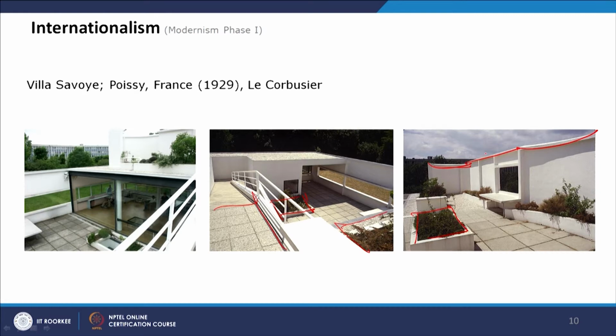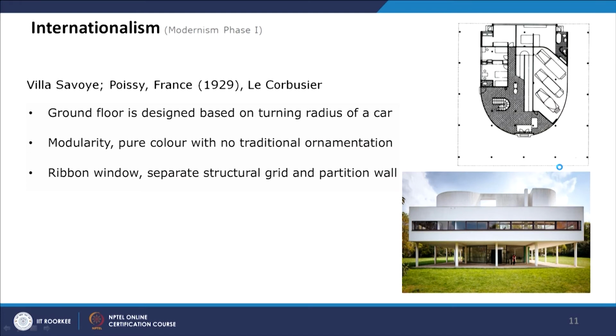Now the Villa Savoye is in Poissy, France, and the ground floor is designed based on the turning radius of a car, which we were discussing, and the modularity of the pure color was there. Again, it is white, and from outside you see the ribbon window, and again the play of solid and void is there, and you see the structural grids, which are also visible from outside.